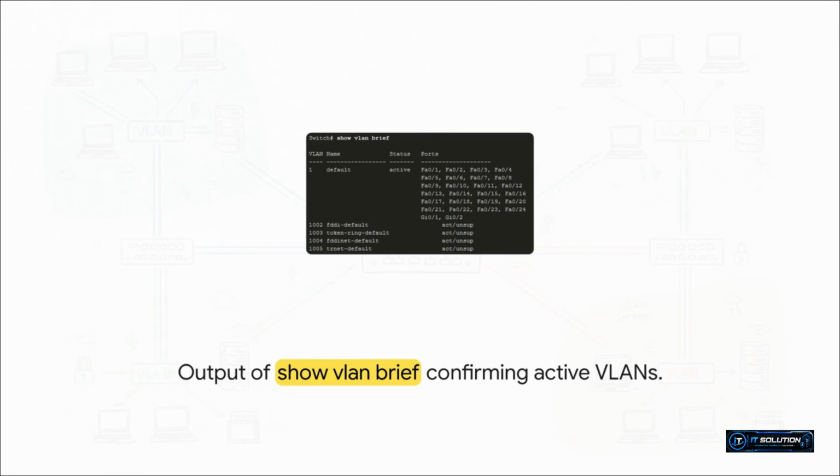And for the final piece of the puzzle, the show vlan brief command proves exactly what our Layer 2 landscape looks like. It confirms that our default VLAN 1 is active, and it lists every single access port assigned to it. You can also see those legacy default VLANs from 1002 to 1005 sitting there, the ones you can't delete. If we had spun up a dedicated data VLAN, its ports would be nicely organized and verified right alongside it.